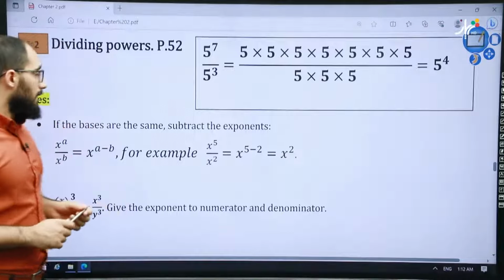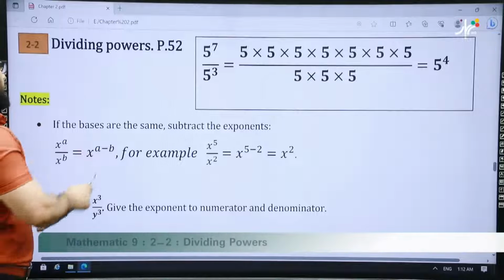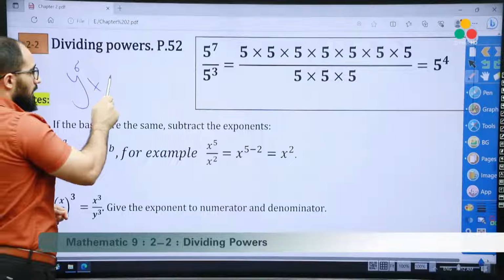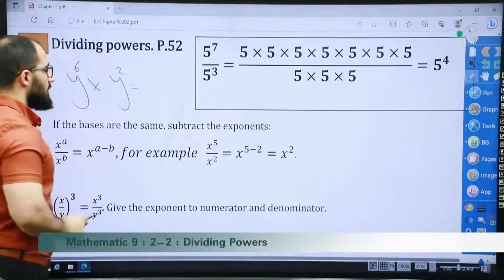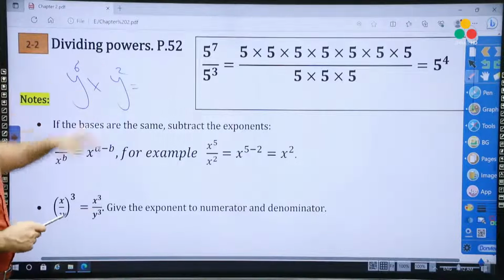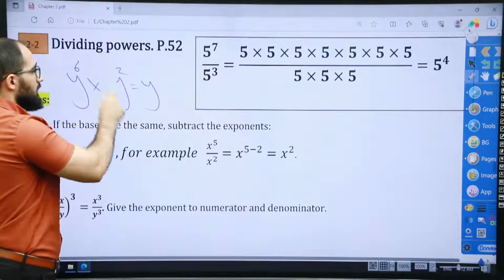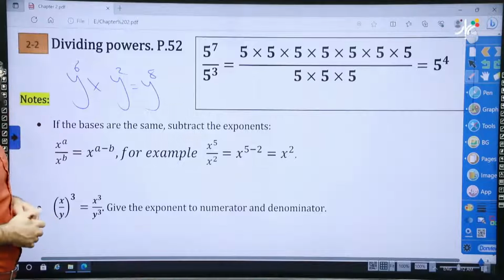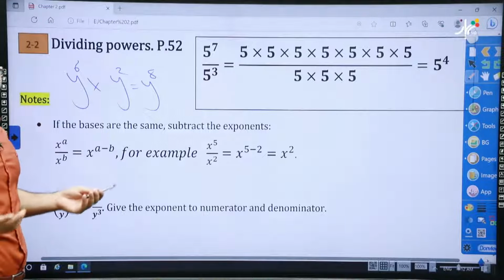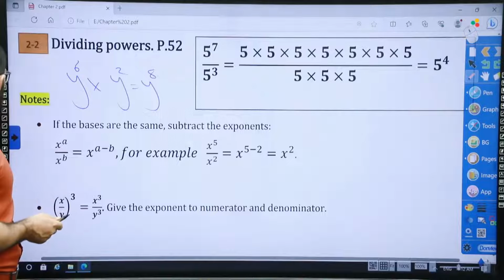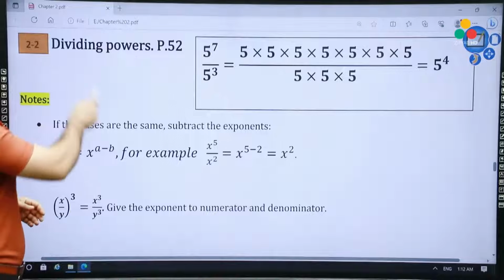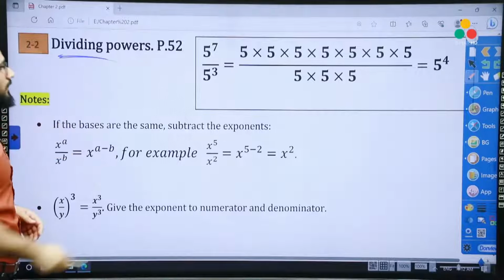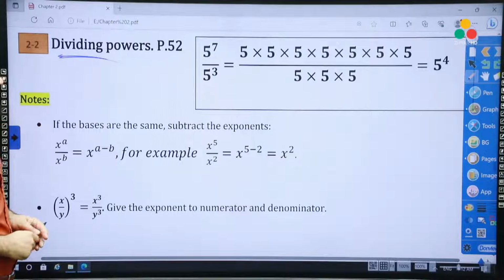In multiplying powers, let's say we have y power 6 multiplied by y power 2, we said that we are going to add the powers. It means 6 plus 2 is going to be 8. So what do you expect from dividing? Because we said they are opposite, it means we are going to subtract them. Dividing powers is quite opposite to multiplying. We are going to subtract.